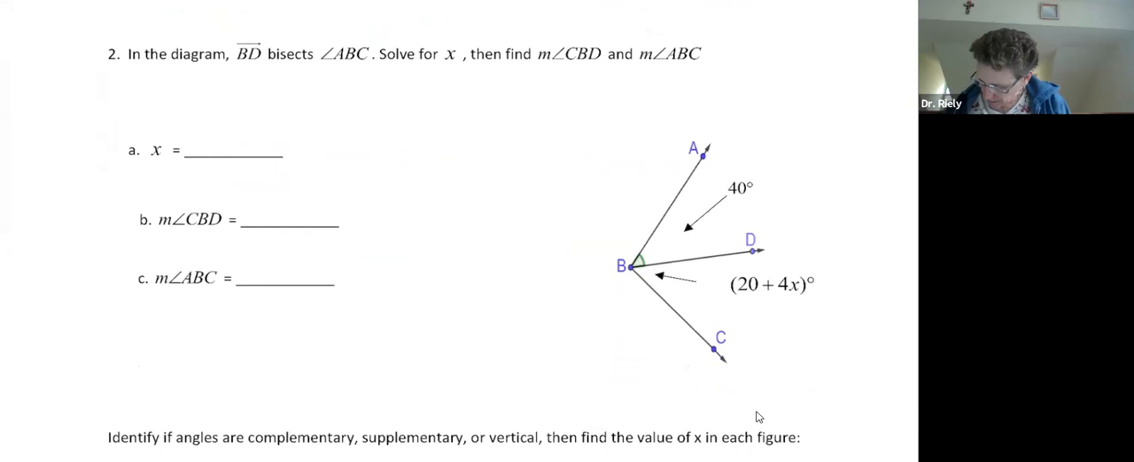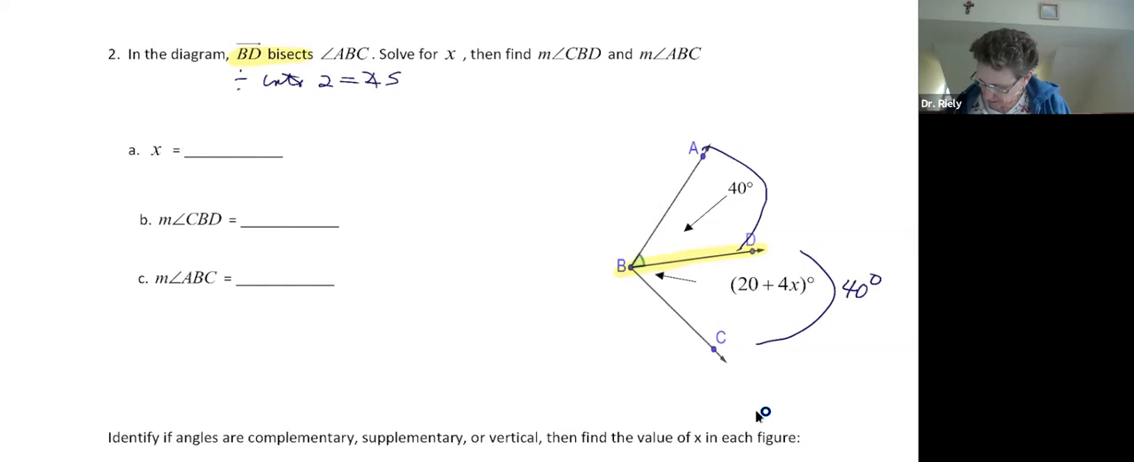So this says in the diagram, BD bisects ABC. The second you see that BD is bisecting, that means that this angle, which is 40, has to equal this angle. So this one has to be 40. Number one thing, the second you see bisects, you have to remember that it divides into 2 equal angles. All right, that's very, very important.